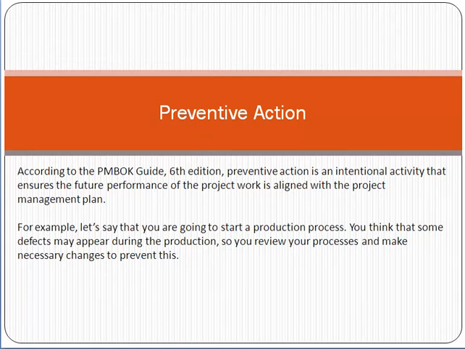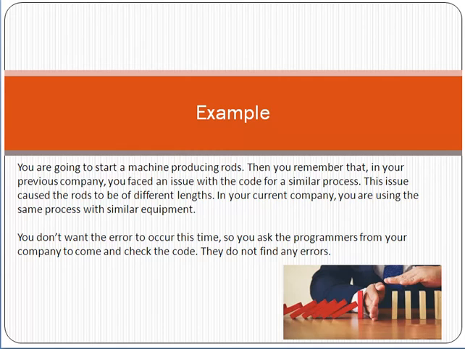Okay, now let me give you another example here. For example, you are going to start a machine producing rods. Then you remember that in your previous company you faced an issue with the code for a similar process. This issue caused the rods to be of different lengths. In your current company you are using the same process with similar equipment. So by using your past information, past experiences, you definitely take action in prior to avoid the problem or defect. So this is another example of preventive action.